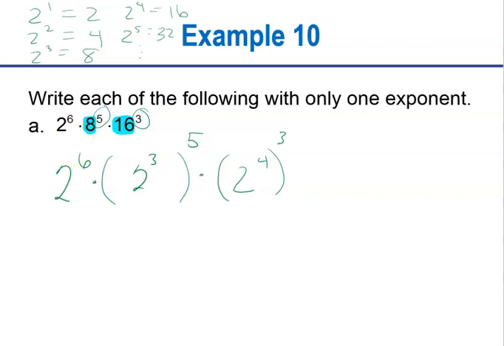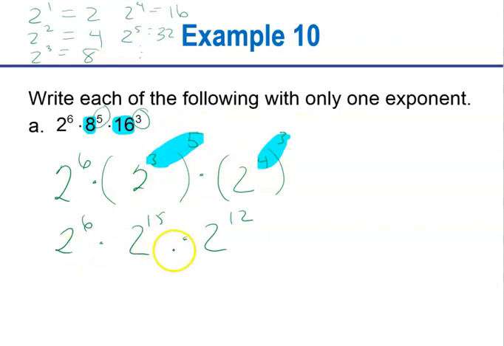Now the next thing I want to do is handle this exponent raised to an exponent situation. Remember what the rule is for that? You multiply those, yes. So this is 2 to the 6th times 2 to the 15th times 2 to the 12th power. So 3 times 5 is 15. 4 times 3 is 12.